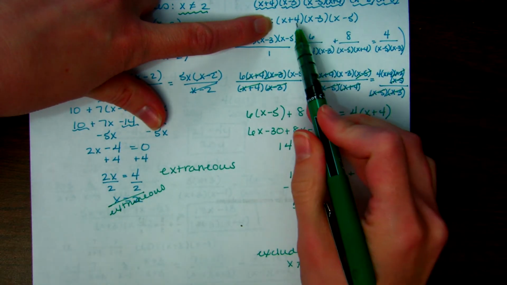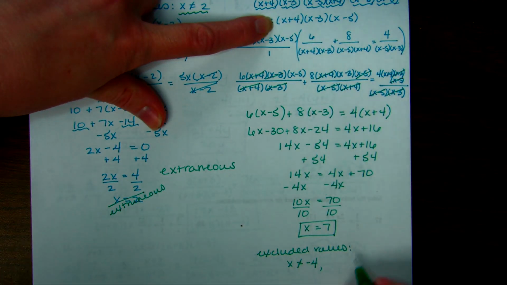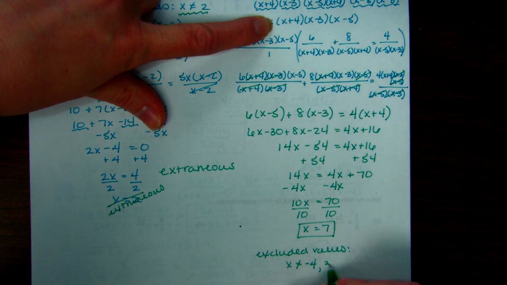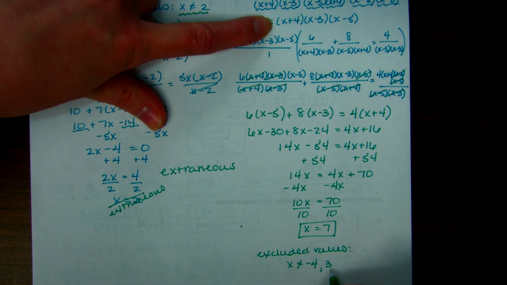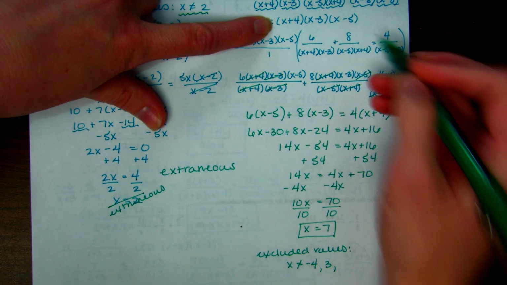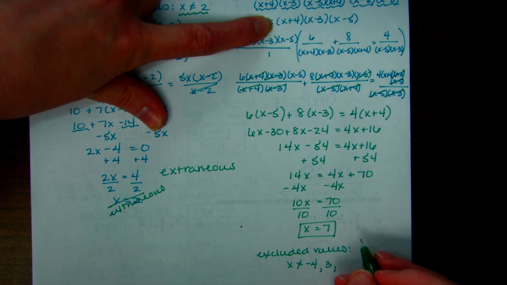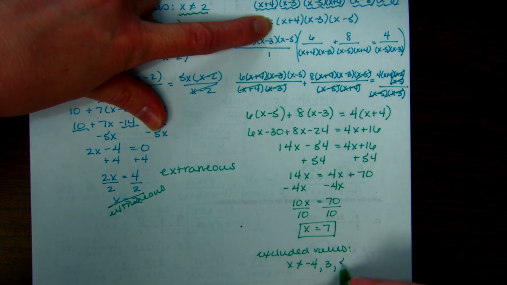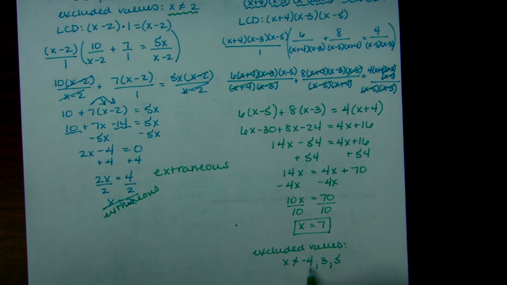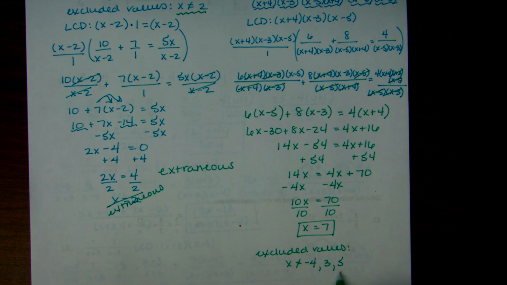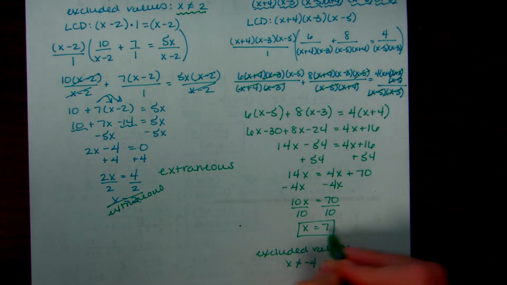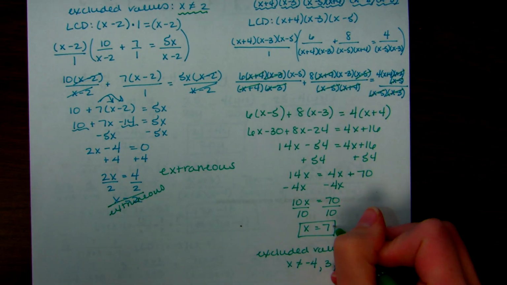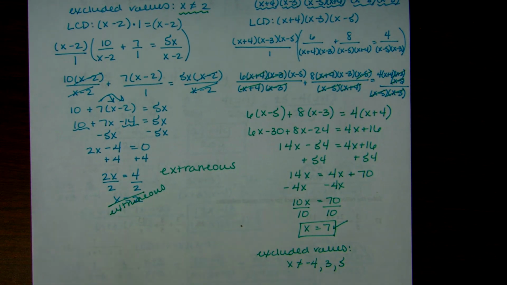What would make x minus 3 0 and thus the denominator 0? That would be 3. So x cannot equal 3. And what would make x minus 5 0? And thus the whole denominator 0? That would be 5. And so our excluded values here were negative 4, 3, and 5. And since 7 is not one of those numbers, we're good. That is my solution to this problem.